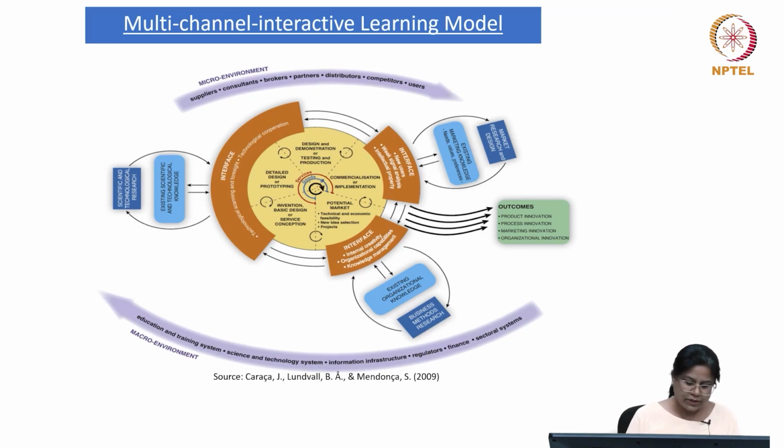Now, this model, like the chain link model given by Professor Kline and Rosenberg, also focuses on enterprises. So the center is again an enterprise, which is being treated as a major generator of economic innovation in contemporary society. This particular model also preserves the sequential model, where one after another there were 4, 5 steps. But at the same time, it adds feedback.